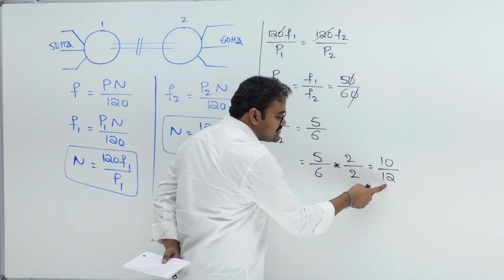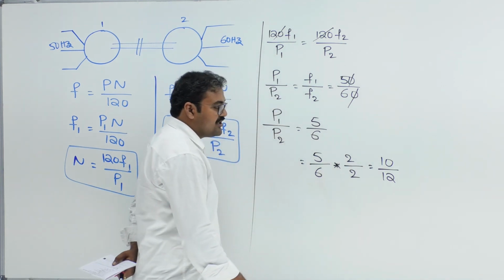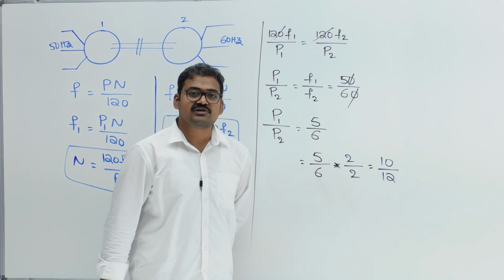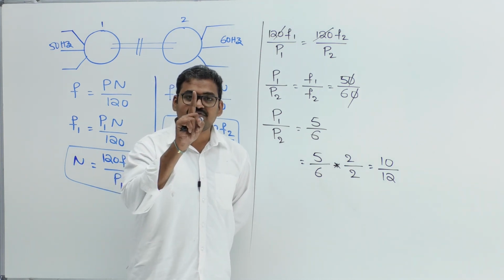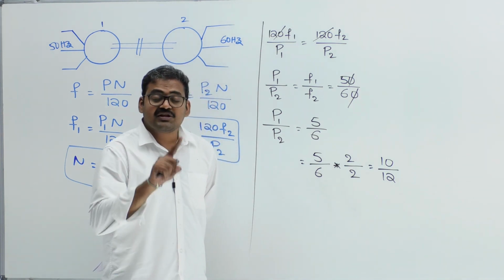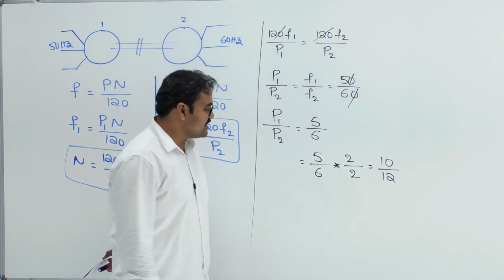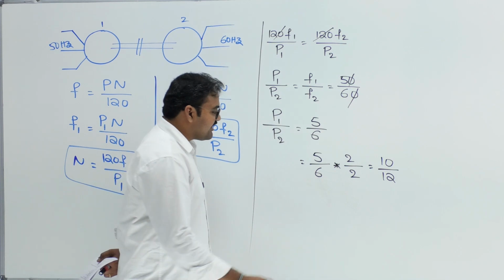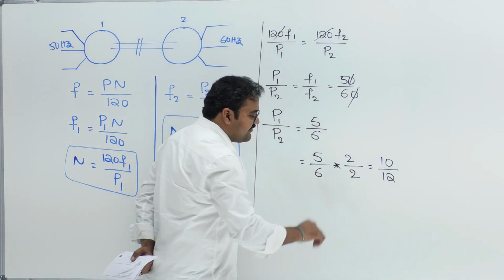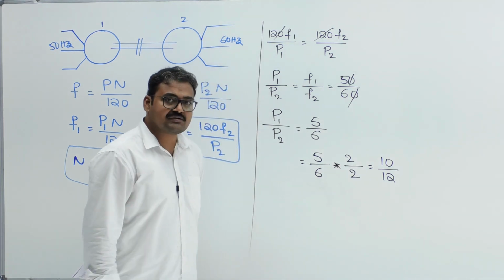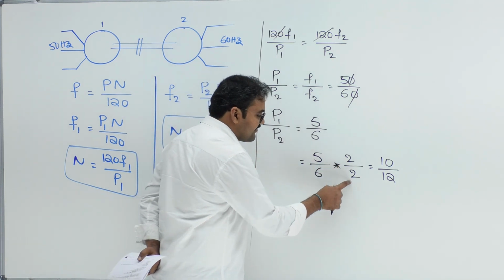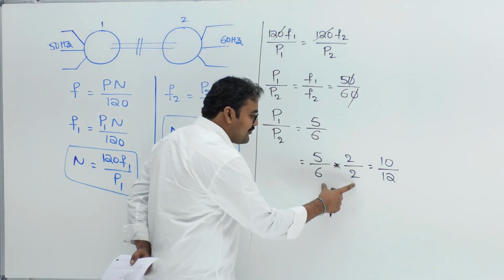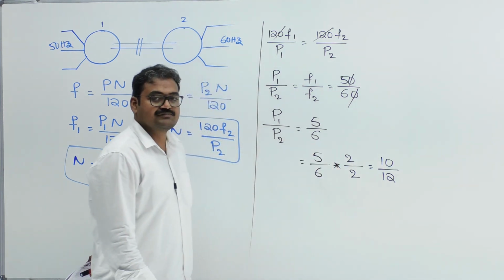That means first machine with 10 poles, second machine with 12 poles. Tell me, are 10 poles and 12 poles possible practically or not? Definitely possible. 10 is an even number, 12 is also an even number. Poles should always be an even number. Therefore, the possible poles combination is 10 and 12. You may have a doubt: sir, why don't you multiply with 3 and divide with 3? Yes, you can do that. If you multiply with 3, you will get 15 and 18. 18 may be possible, but 15 is not possible.